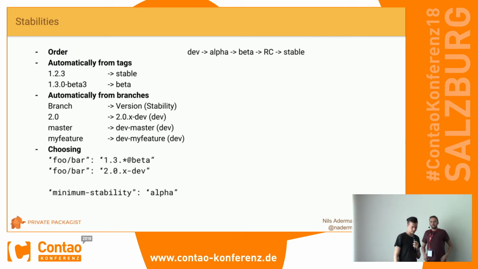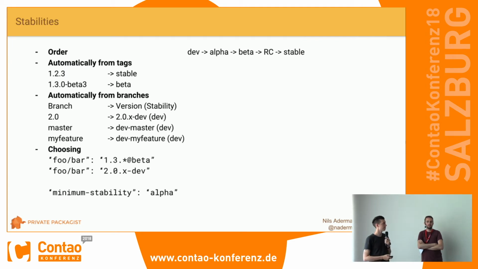Then we have stabilities. Stabilities are just the stability of a version, and it goes from dev to stable, and all these steps in between with alpha, beta, RC. For tags, this is just defined by the tag that you have. So if you tag something like 1.2.3, it just means it's stable. If you tag it with dash beta something or dash alpha, then that's going to be a beta or alpha. That's really simple to understand.